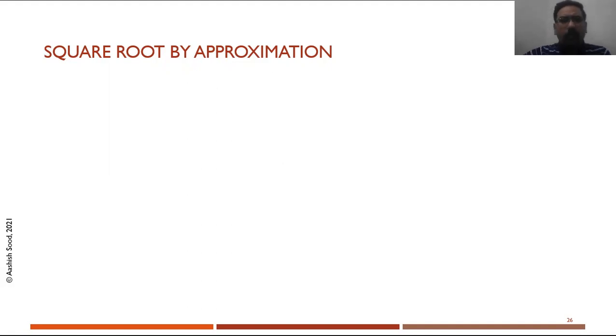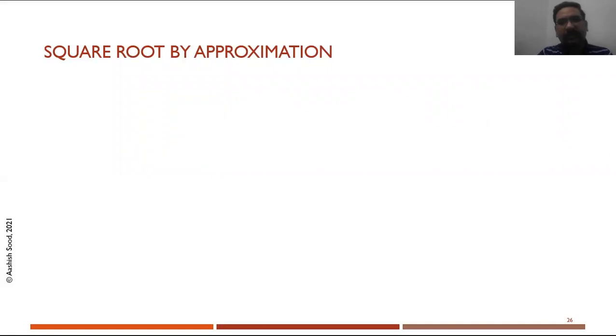Let's look at how we can calculate the square root of a number by approximation. Now there are a couple of different ways in the videos to follow. We'll look at different ways to calculate the square root of a given number. In today's class, we are looking at how we will calculate the square root of a number by approximation.